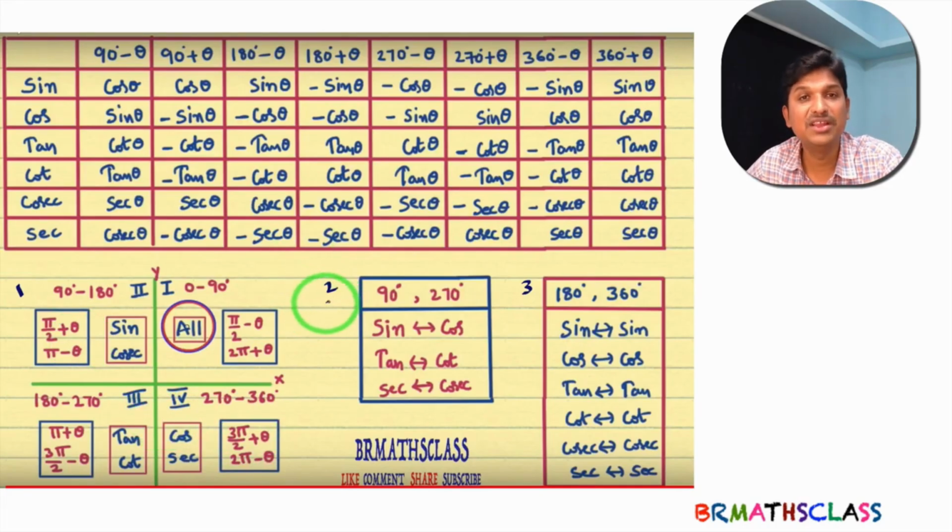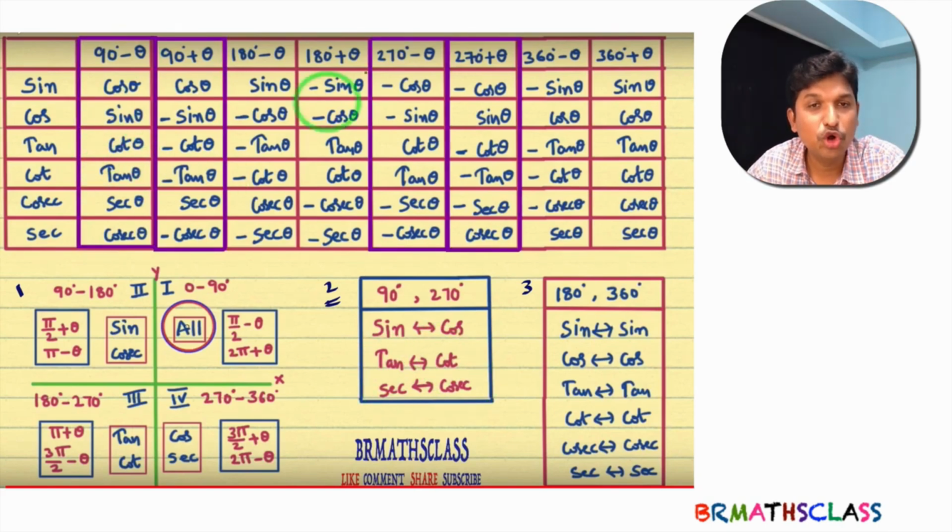Now you see the second one, this is an important one. In this table, wherever you see 90 degrees to 270 degrees, then sin changes to cos, cos changes to sin. Tan changes to cot, cot changes to tan. Secant changes to cosecant. You see here we have 4 columns related to 90 to 270. Correct? Whenever 90 to 270 is there, what do you know? You know that sin changes to cos, cos changes to sin. Tan changes to cot, cot changes to tan. Secant changes to cosecant, cosecant changes to secant.